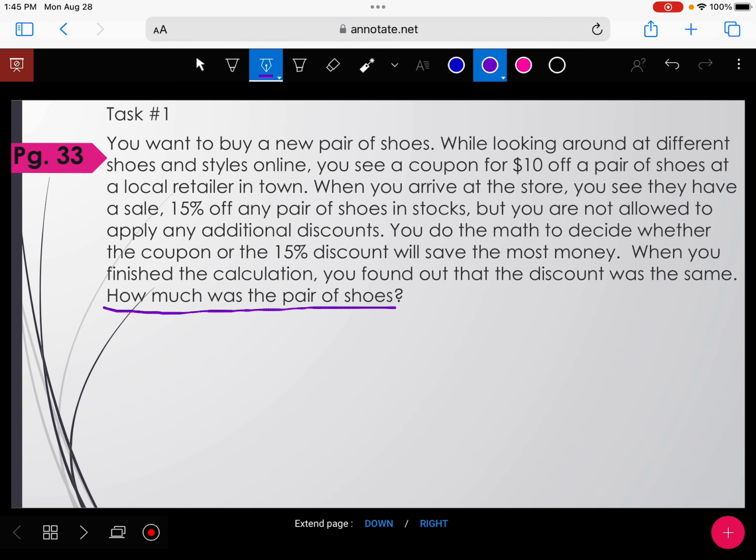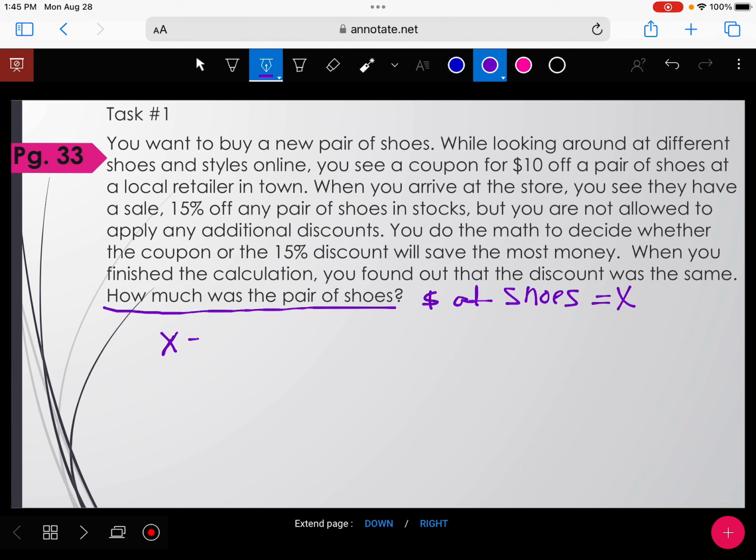How much was the pair of shoes? That means I don't know what it is. So what variable do you want to use? X is fine. Cost of shoes, and we're going to say that was X. Okay. So if the shoes cost X dollars and I have a $10 coupon, how can I write that down?